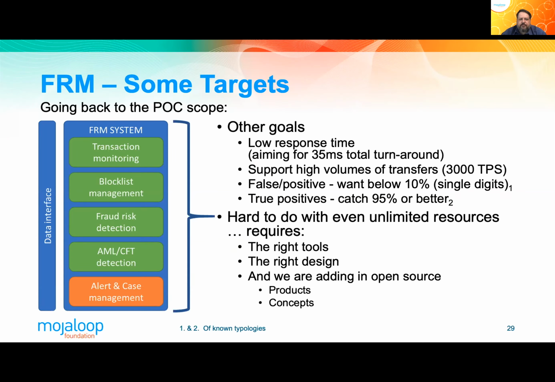So that is low response time. So we're aiming at a 35 millisecond turnaround time on a total decision process, so that we don't impact the high volumes and transfers that we all want to be doing with Moduloop at 3000 TPS. We want the false positive rate to be below 10% or in the single digits, and we want the true positives to catch 95% or better.